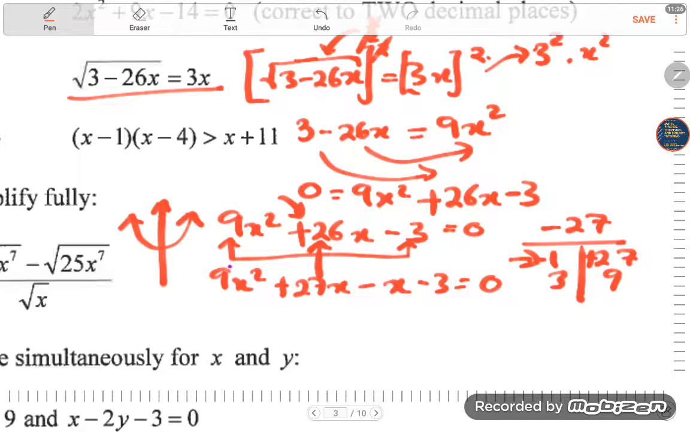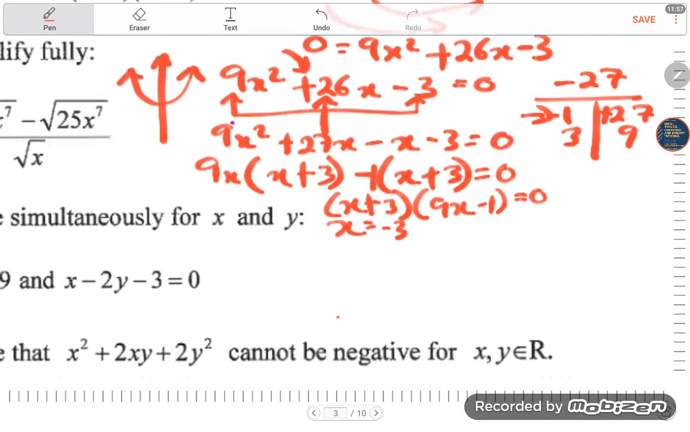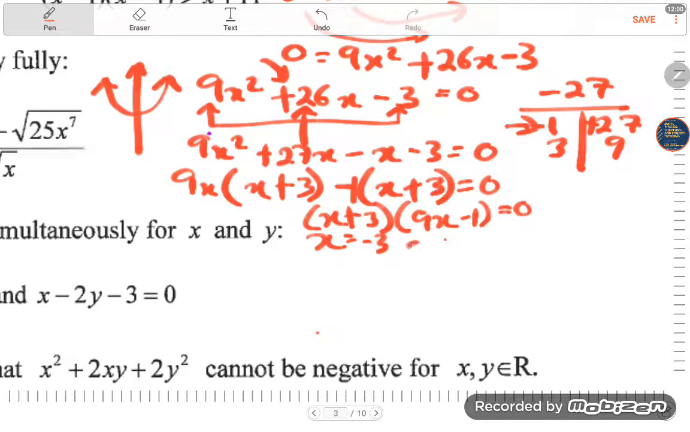And then we factorize this in pairs. And that's going to give us 9x, x plus 3. Factorize a negative out, everything becomes positive. Equals to that. So if you notice, the objective is to make sure you have brackets that are exactly the same. So that gives us x plus 3 and 9x minus 1. So we could think of it as being a minus 1 there, equals to 0. So we get that x is equals to minus 3, or 9x minus 1 is equals to 0.